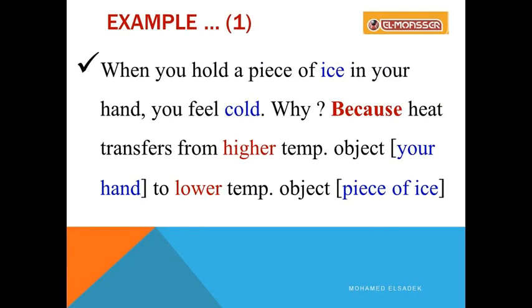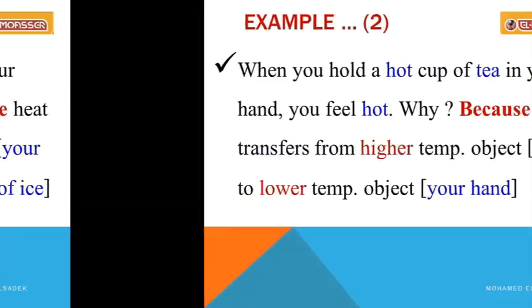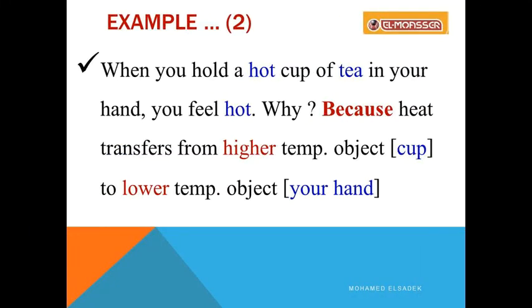Examples أمثلة. When you hold a piece of ice in your hand you feel cold because the heat transfers from the higher temperature object, which is your hand, to the lower temperature object, the piece of ice. When you hold a hot cup of tea in your hand you feel hot. ليه؟ Because heat transfers from the high temperature object, which is the cup of tea, to the lower temperature object, which is my hand.